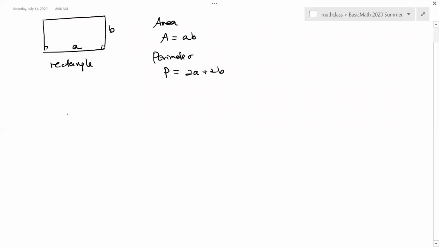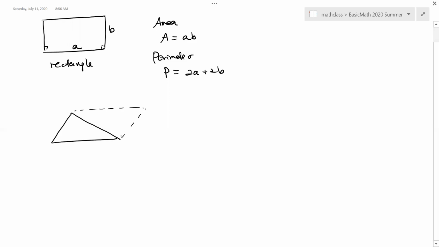Now, suppose we have a triangle. How can I find the area formula if we don't know it? How to do that? Just like a puzzle, I want to make it like a rectangle. So what I'm going to do is duplicate this, and then you get a parallelogram.